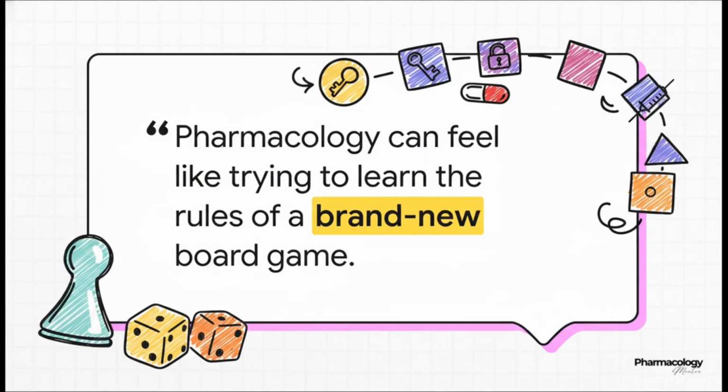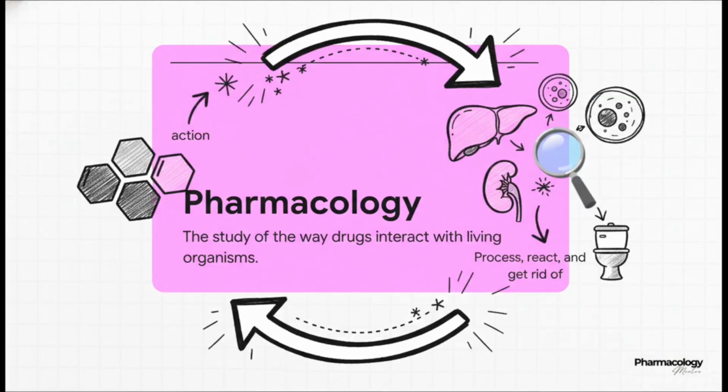I love this analogy because it's so true. Getting into pharmacology can feel super overwhelming at first, kind of like opening up a brand new, really complicated board game. But once you learn the basic rules, the whole thing just starts to click. And that's our goal today, to get you the rules of the game. At its heart, pharmacology is a two-way street. It's not just about what a drug does to your body, it's also about what your body does to the drug. This back and forth, this constant interaction is really the core of everything we're going to talk about.